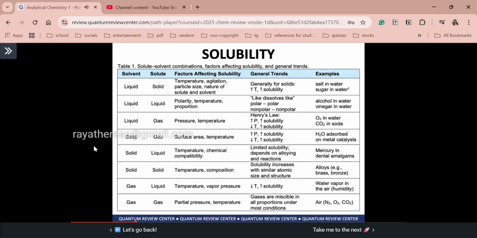Okay? So now guys, let's move on to Table 1. Let's look at solute-solvent combinations, factors affecting solubility, and general trends. First na solvent natin, liquid. Very common kasi guys. So liquid solvents can dissolve solid, liquid, and gas solutes. And here at the third column are the factors affecting solubility.